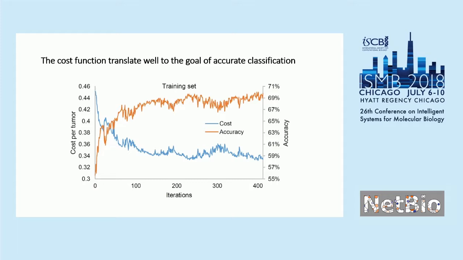This is a learning curve where the x-axis represents the number of iterations, and the y-axis represents either the value of the cost function or the accuracy. We noticed that there is a strong anti-correlation between the cost and the accuracy, which is a desired feature and basically confirms that our cost function translates well to the goal of accurate classification. The training accuracy starts at 55% at iteration 0, and it increased to a plateau at about 70% at around iteration 200.